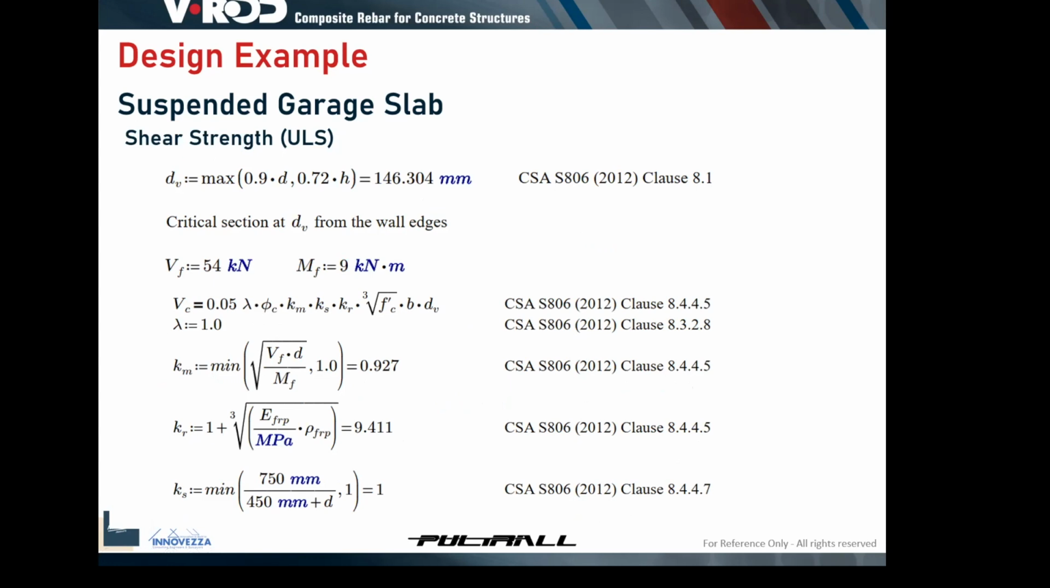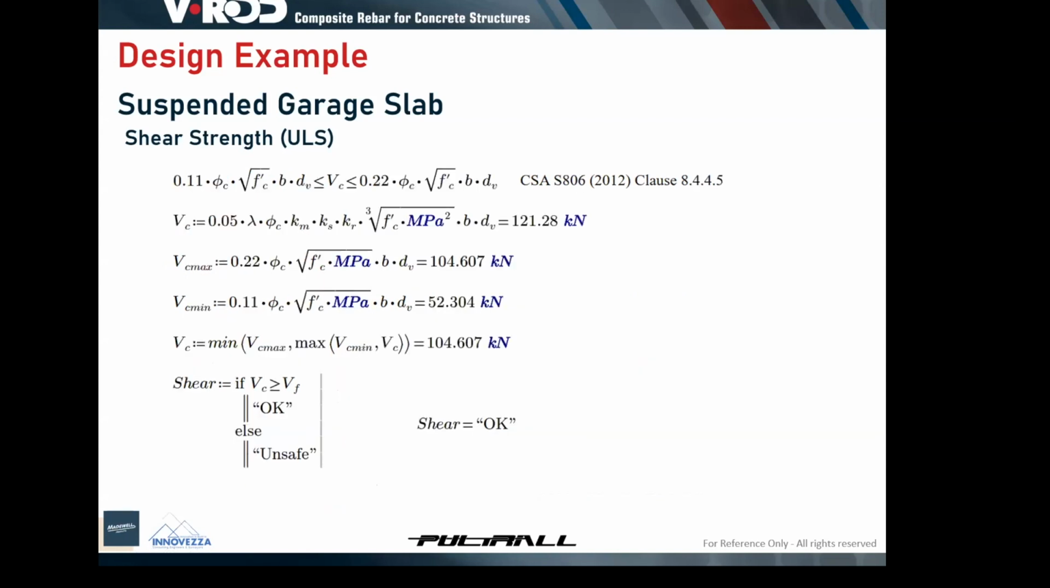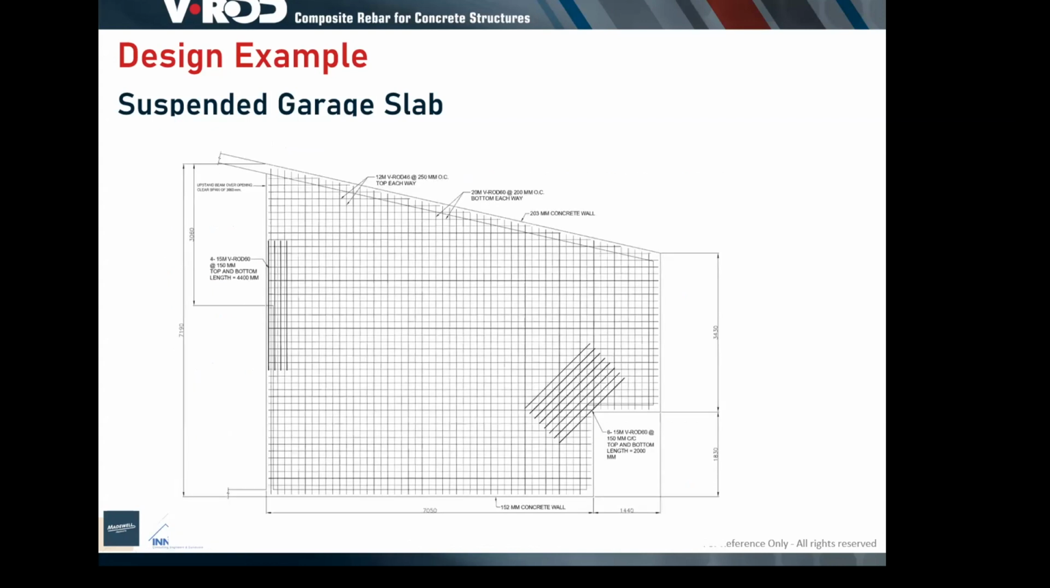And the critical section per the S806 is at a section dv from the support, and in that case it's the wall edges. So the Vf was 54 kilonewton, and Mf, the bending moment at the same critical section for the shear, is 9 kilonewton meter. Then we calculated the Vc, which was about 104 kilonewton per meter. So the shear strength was okay.